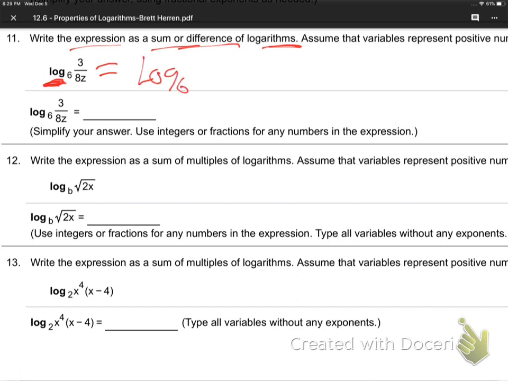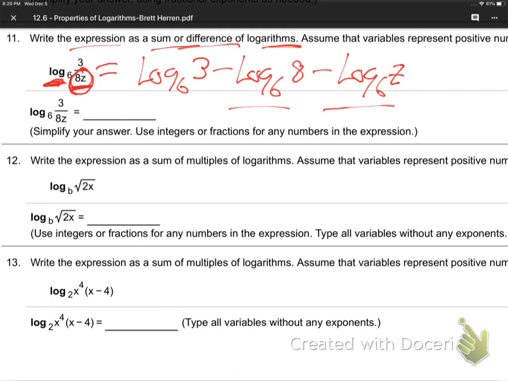Well, it's going to be log base 6 of 3 divided by 8z. What's that? That's going to be minus log base 6 of 8 minus log base 6 of z. They're all going to be log base 6, right? The base never changes. Does that make sense? Both the 8 and the z are in the denominator. They're both divided. I know you might look at it and go, well, it's 8 times z. Yeah, kind of, but they're both really in the denominator. So they're really divided, and so both those logs are subtracted. Remember, dividing becomes subtraction.